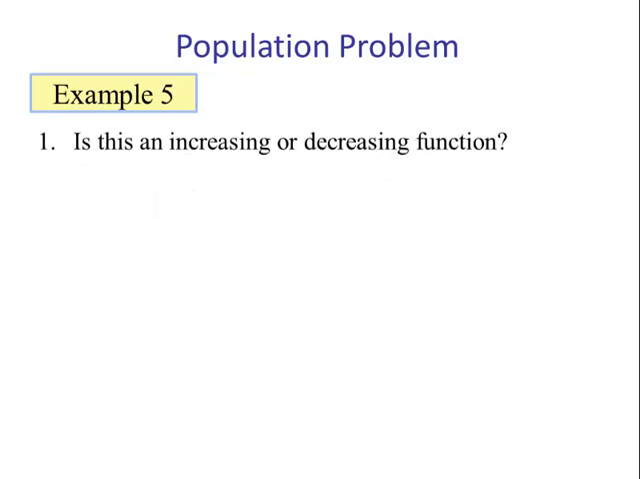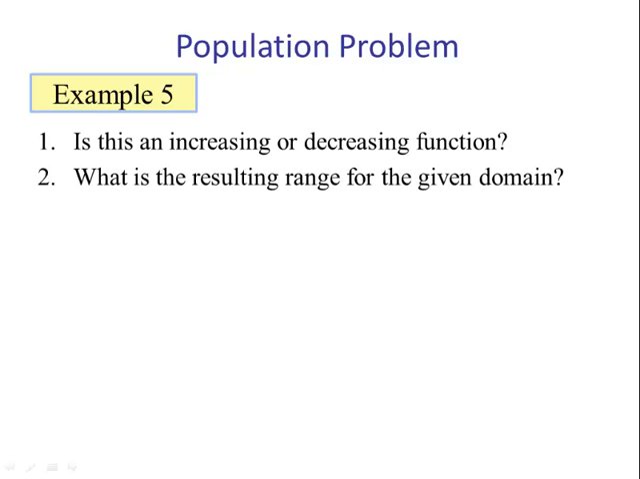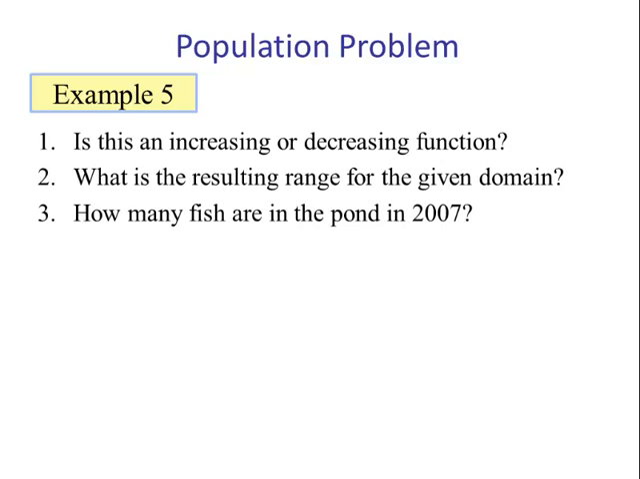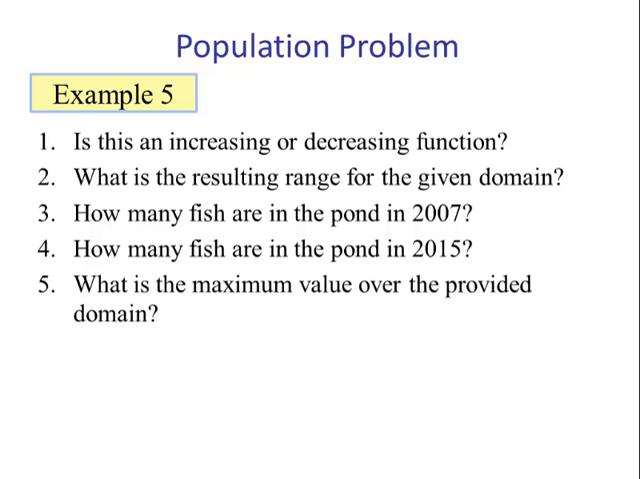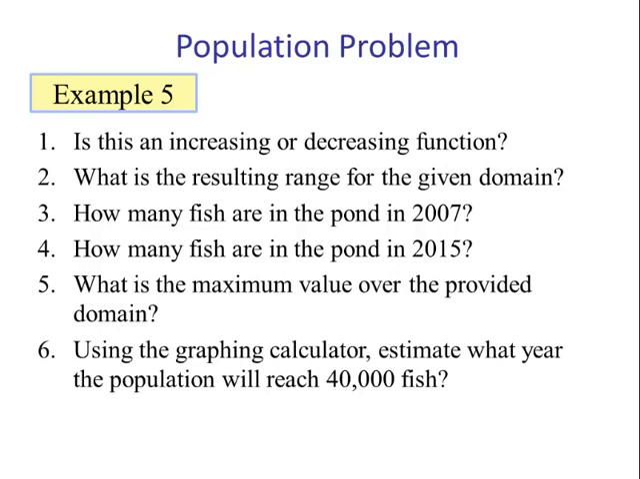Number 1. Is this an increasing or decreasing function? Number 2. What is the resulting range for the given domain? Number 3. How many fish are in the pond in 2007? Number 4. How many fish are in the pond in 2015? Number 5. What is the maximum value over the provided domain? Number 6. Using a graphing calculator, estimate what year the population will reach 40,000 fish.